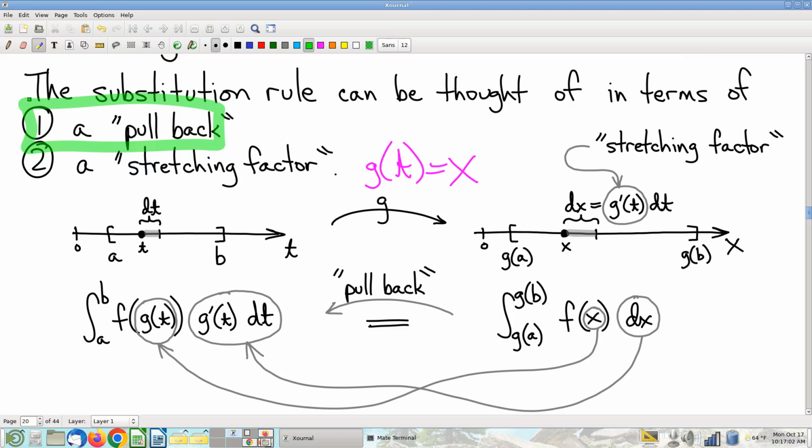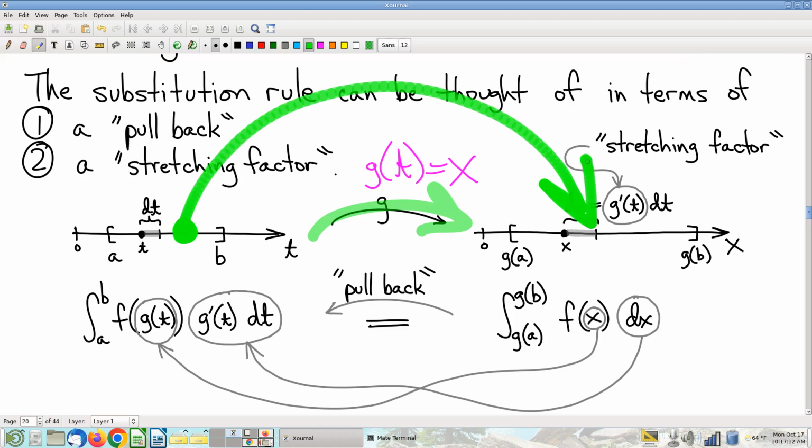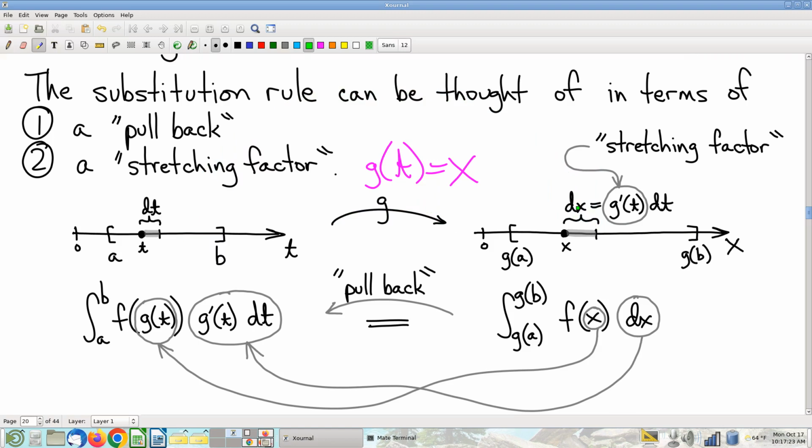So the idea of a pullback, it's just an observation that even though functions kind of go that way, they take points from the domain and send them over to the target. Right, so with the function going to the right, points go to the right, but expressions kind of go backwards. Expressions, we say, pull back.